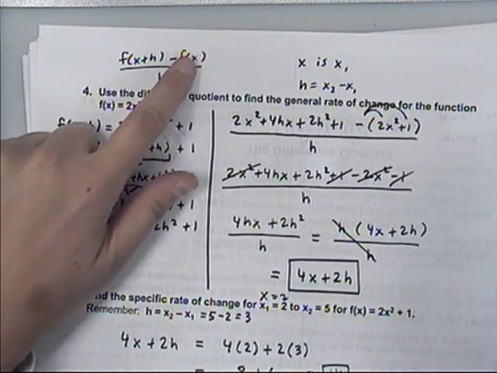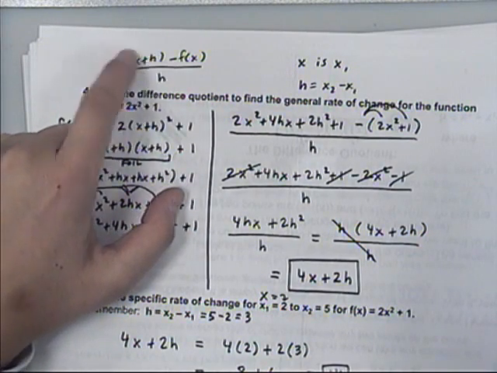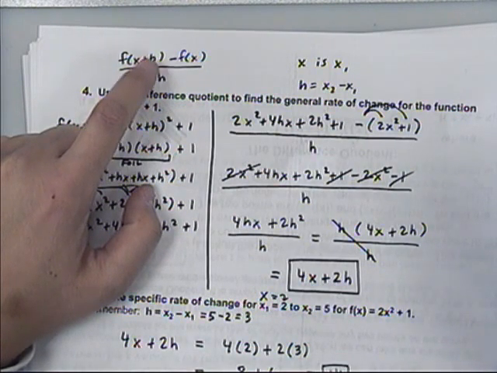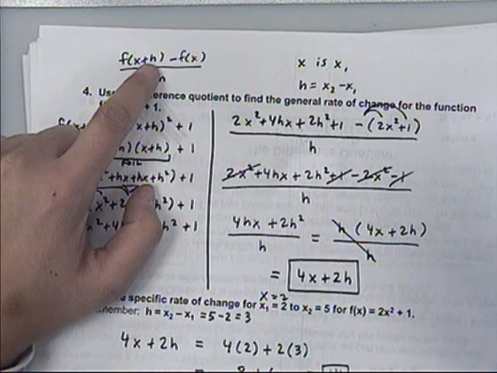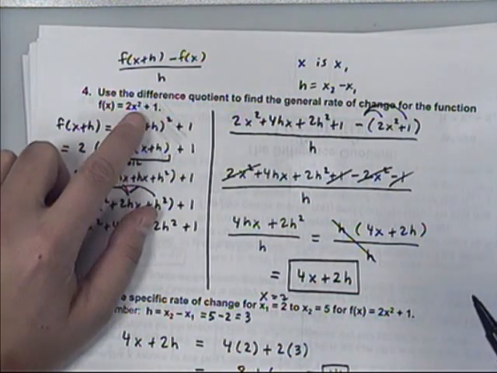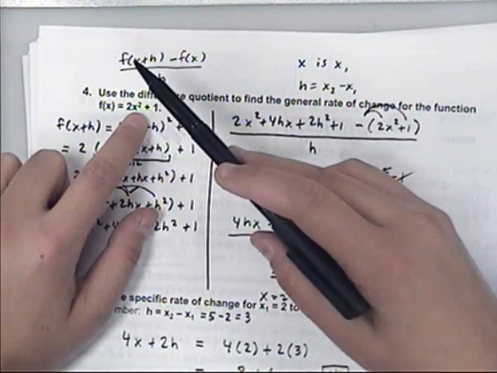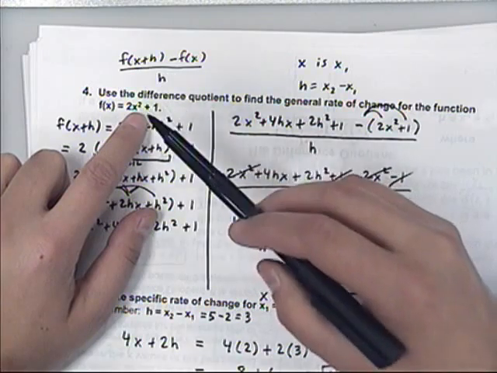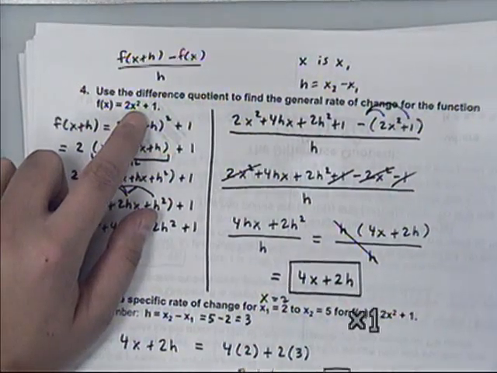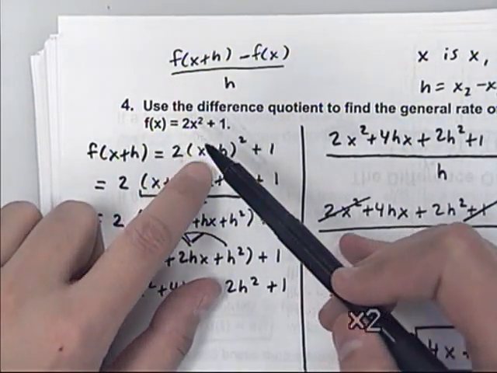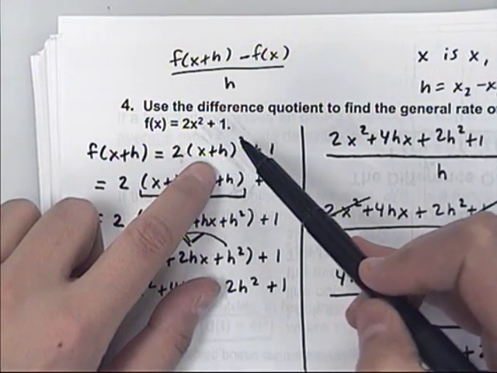Now these two parts are pretty simple. It's this part right here that's the hard part. Well, let's just say the longer part. So if I want to find f of x plus h, here is my function, 2x squared plus 1. What that means is they want you to take out the x here, and put in x plus h. So instead of 2x squared plus 1, I get 2 times the quantity x plus h squared plus 1.